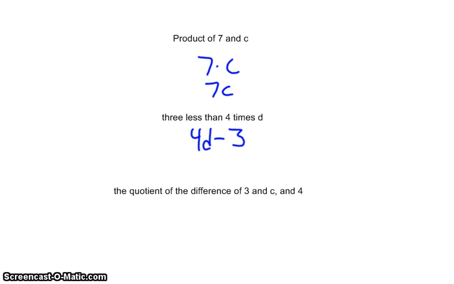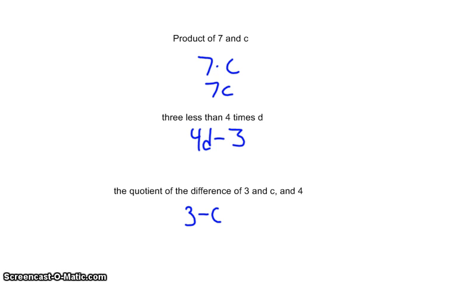The last one's written very tricky on purpose. Let's read this. The quotient of the difference of 3 and C and 4. So I've got to take the quotient of whatever the difference of this is. So it's a difference of 3 and C, which would be 3 minus C.